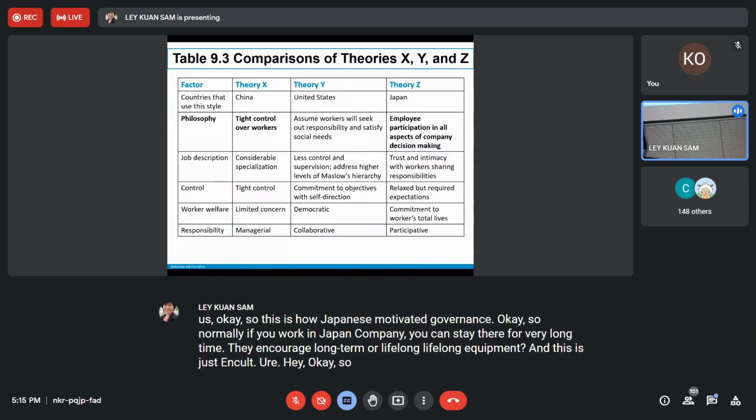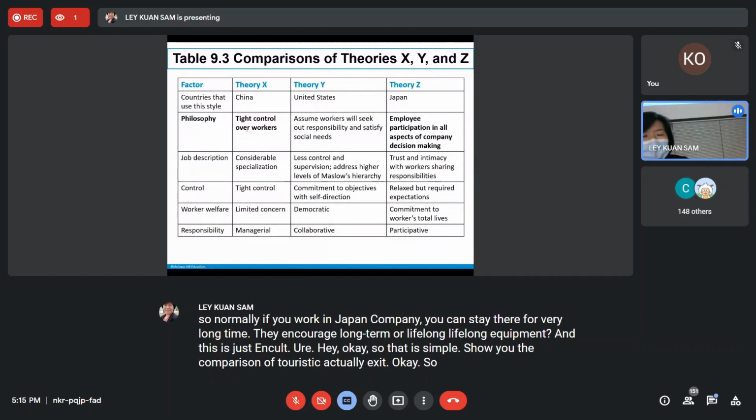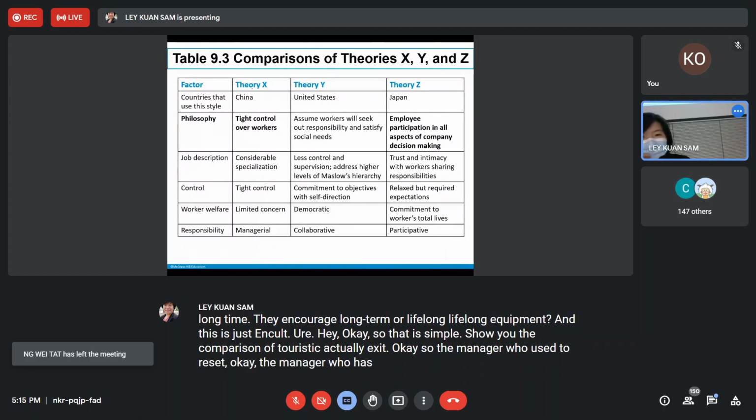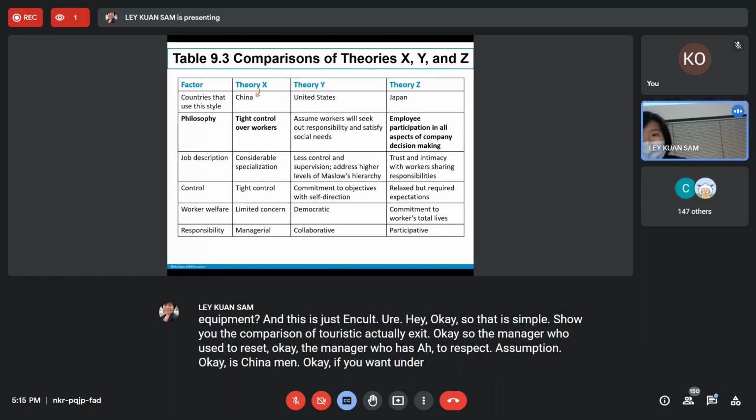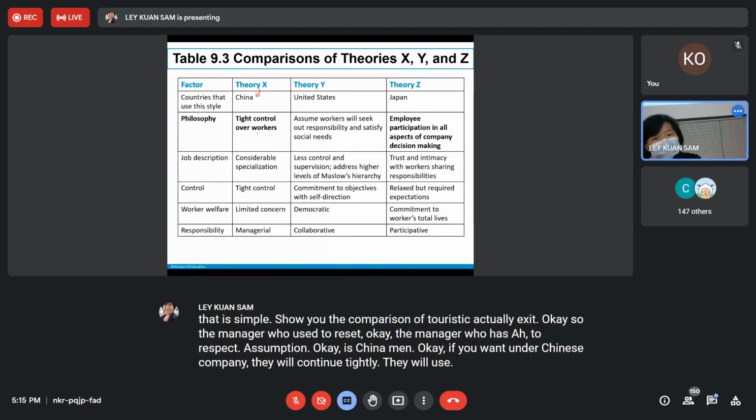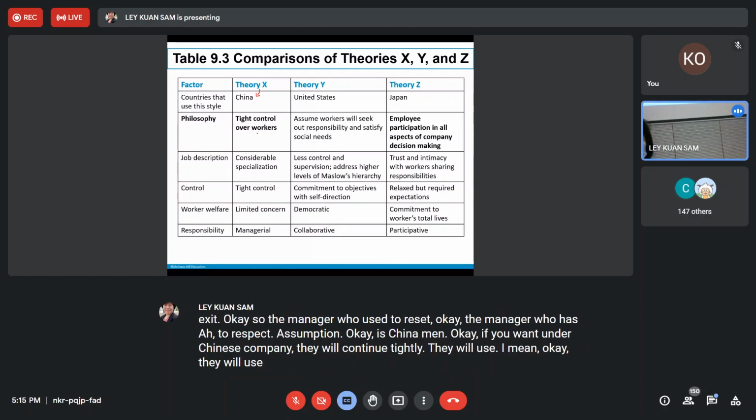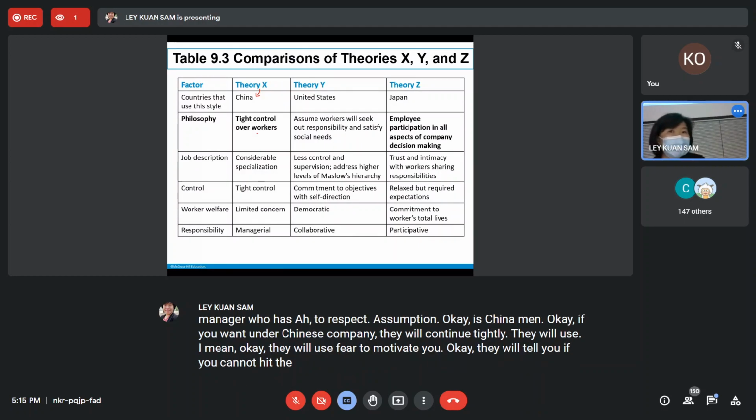Okay, so then this table show you the comparison of Theory X, Y, Z. Okay, so the manager who use Theory X, the manager who have Theory X assumption, is Chinese. Okay, if you work under Chinese company, they will control you tightly. They will use fear to motivate you. Okay, they will tell you if you cannot hit the target, you will get punishment. Chinese people will like that.